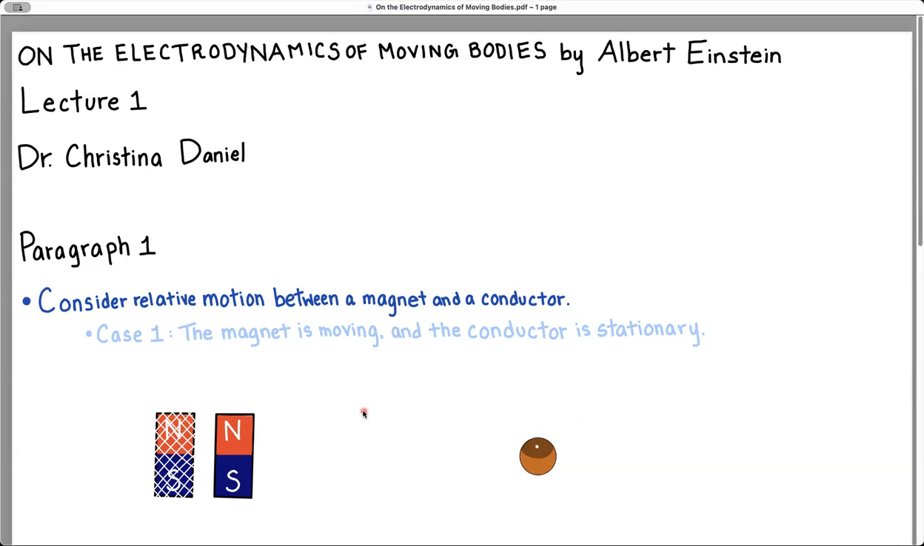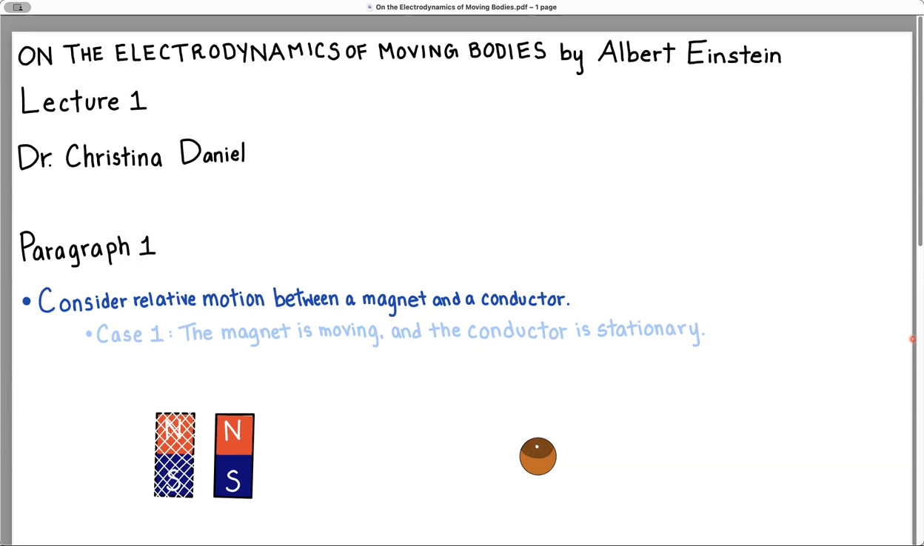I have also drawn a magnet, which has a south pole and a north pole. That is why the red part has an N and the navy blue part has an S. Recall that the physical situation that Einstein examines is the relative motion between a magnet and a conductor, as written here. In order for there to be relative motion, or motion of one object relative to another object, at least one of the objects should be moving with respect to the other object.